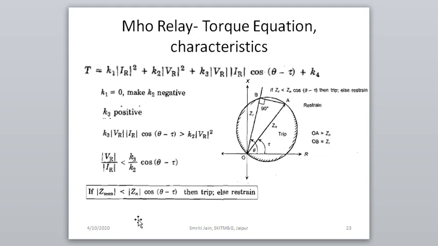We can modify the equation, and the equation becomes this: if the impedance seen by the relay is less than impedance Zn cos(theta minus tau), then it will trip, otherwise no. This is the characteristic. Now this is Zr, this is Zn. Theta is the angle between R and Zr, and tau is the angle between R and Zn. So this angle becomes theta minus tau, and Zn cos(theta minus tau) is AB. So if the impedance seen is less than AB, then the relay will operate, otherwise it will not operate.